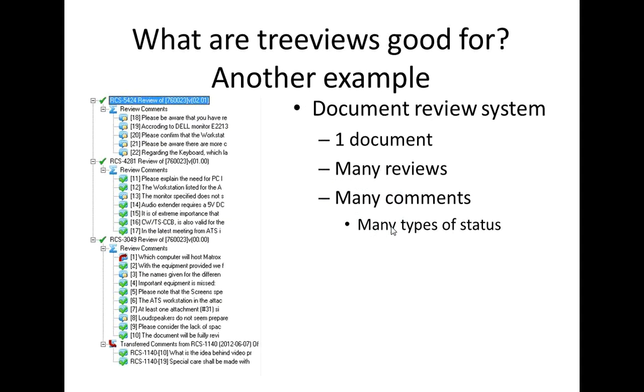So this is another example. This is a document review system. All of these comments are for the same document, but different versions of the same document. So on the same document, we can have multiple reviews. We can have many comments, and each comment can have a different type of status. Again, as we look at it, we quite quickly get an overview of the document.